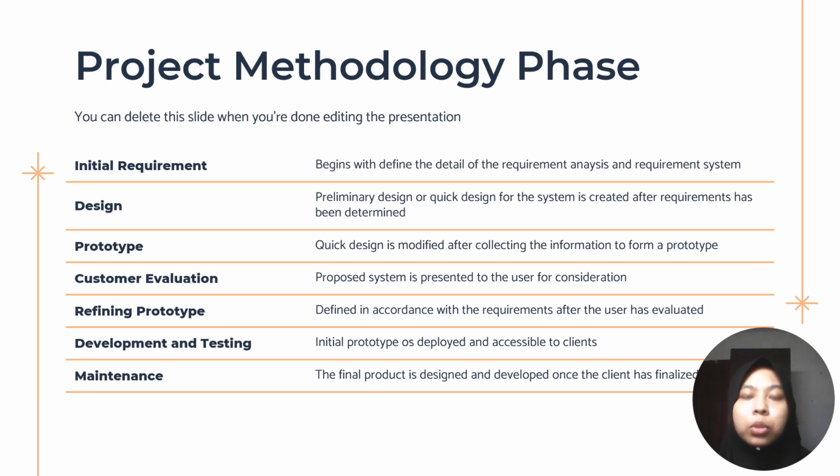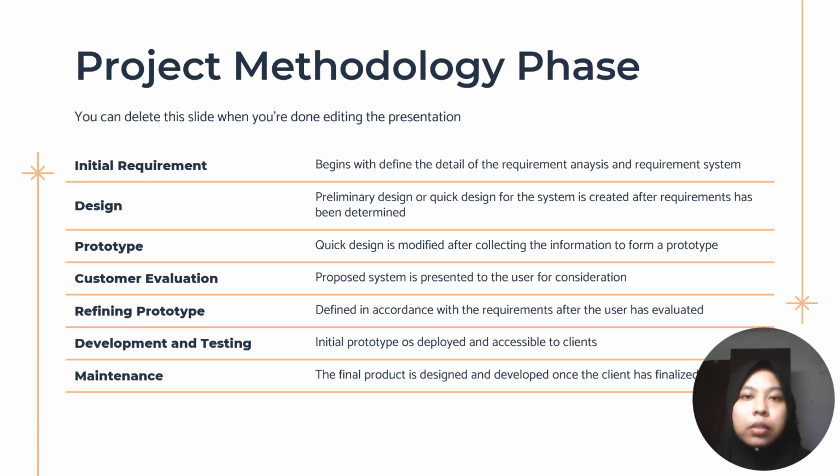Next, prototype. After collecting the information, the pre-design is modified to form a prototype. This presents a rough design of the required system. Next, customer evaluation. As a part of the development process, the proposed system is presented to the user for consideration. Next, refining the prototype. The prototype is refined in accordance with the requirements after the user has evaluated it. A final system is created based on the final prototype once the user is satisfied with the developed prototype.